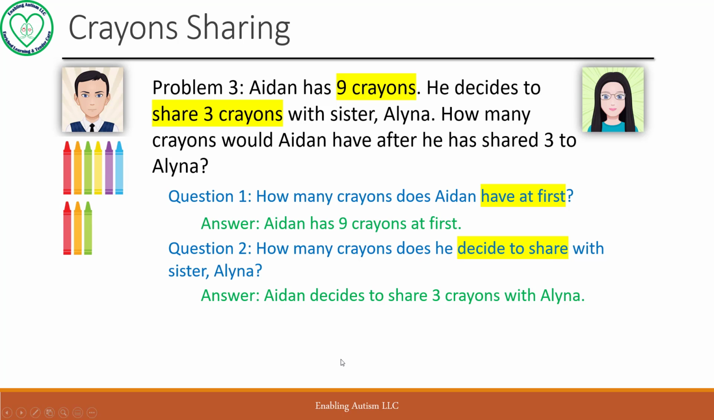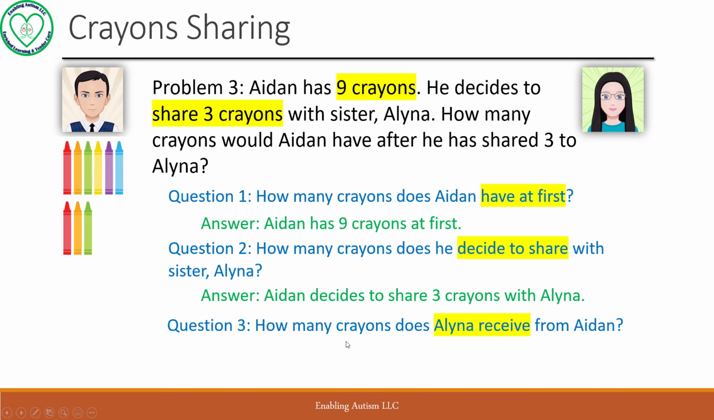Let's look at question number 3. How many crayons does Alina receive from Aiden? The answer for this question you may not be able to find in the reading, but because you answered question 2, you may be able to get the answer from there.